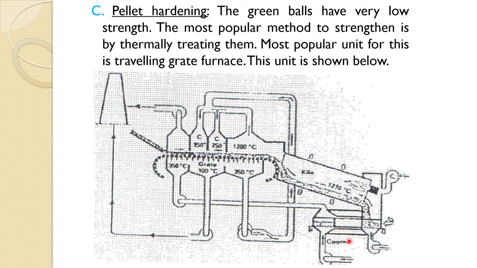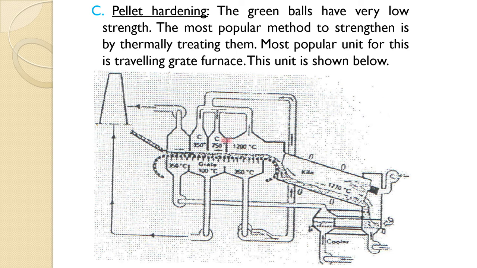induration machine, and in this one you will see it is quite similar to the sintering machine, but there are many differences. The most popular method to strengthen them is thermally treating them, and the most popular unit is the travelling grate furnace. The important difference is that sometimes you are having an updraft.